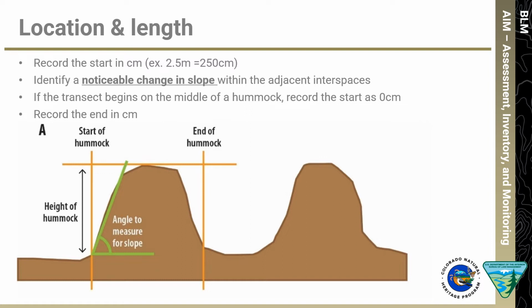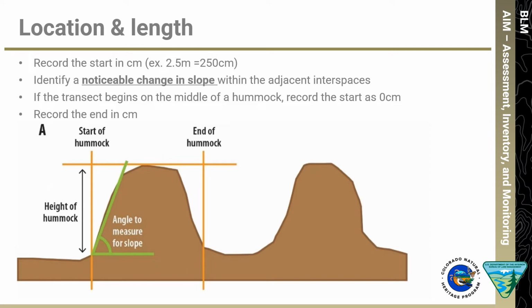Looking straight down at the transect tape, use one side of the tape to create a two-dimensional line. Following that line, record the start and end of the hummock feature in centimeters. Consider the start and end of a hummock to be where there is a noticeable change in slope from the adjacent ground surface or inner space to the hummock feature.